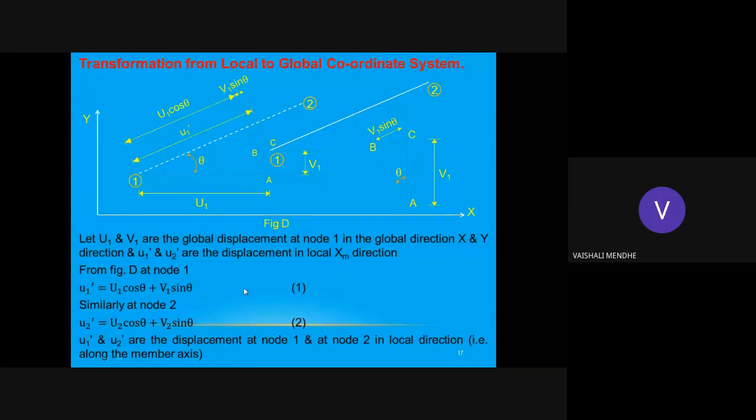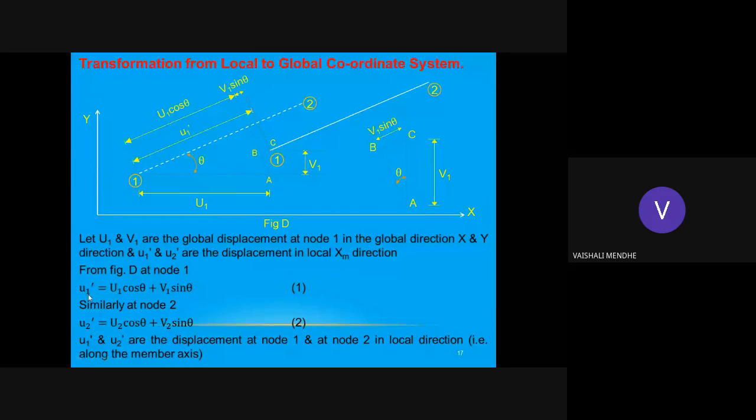So these equations 1 and 2 you got from the geometry of this figure. Here u1 dash and u2 dash are the displacements at node 1 and node 2 in the local direction, that is along the member axis. Now you have to keep this in mind: u1 dash and u2 dash are the local displacements along member 1, and u1, v1 and u2, v2 are the global displacements at node 1 and node 2 in the global direction.